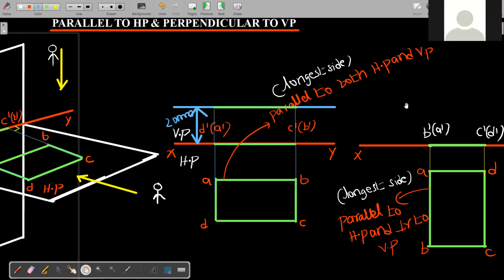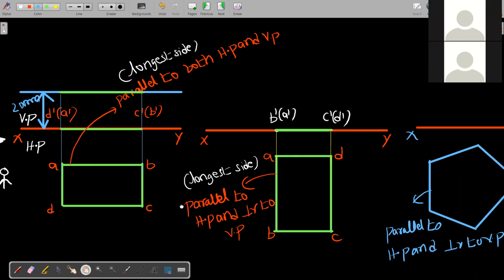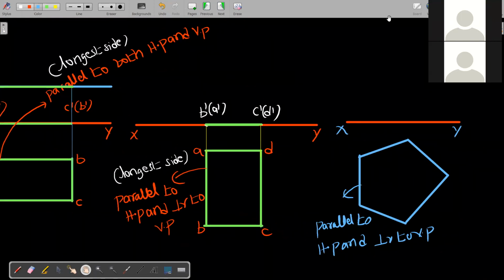Yes, Niharika. Sir, in the middle figure, the middle line on the XY, the line on the XY should not be dark. Please say it clearly once again. Middle figure. One second.